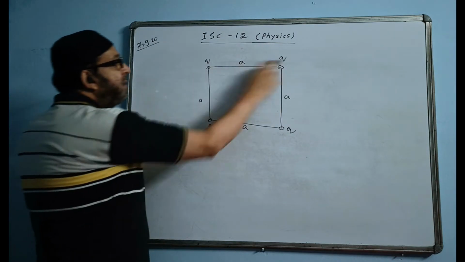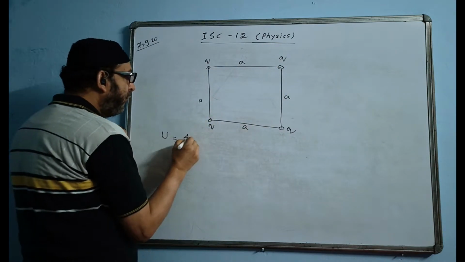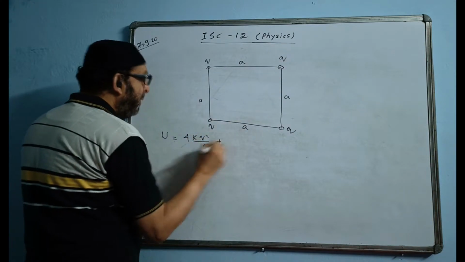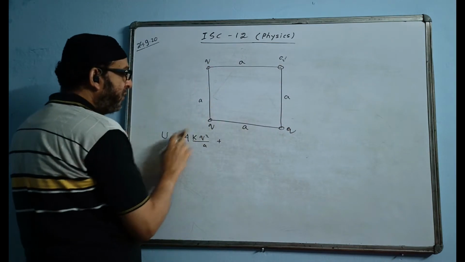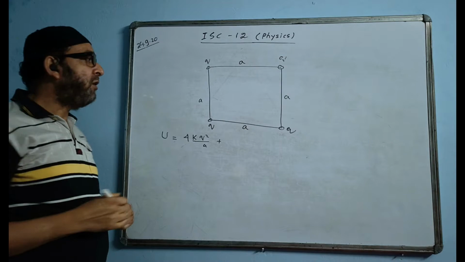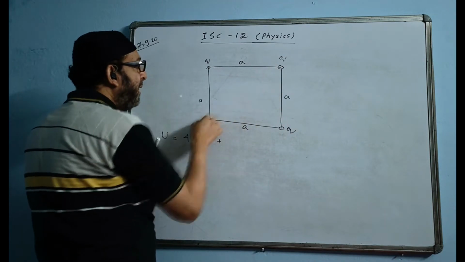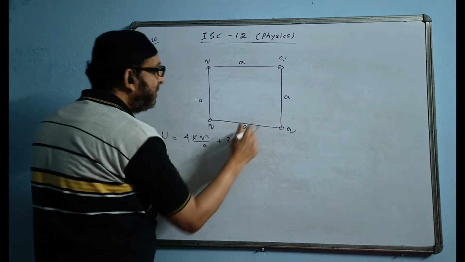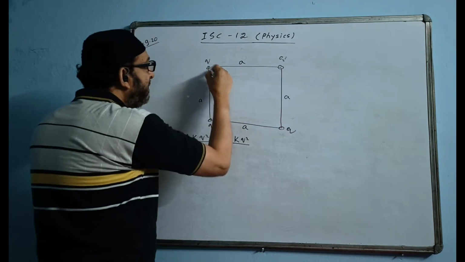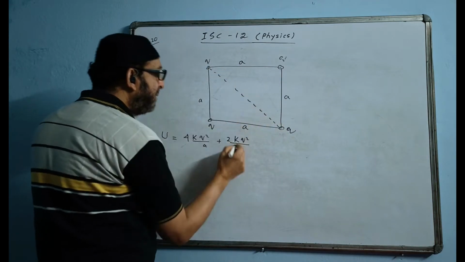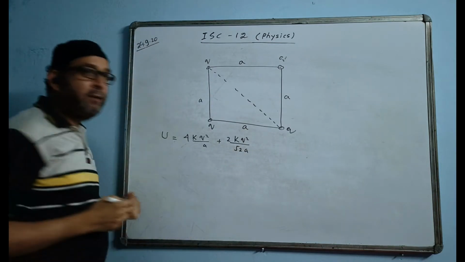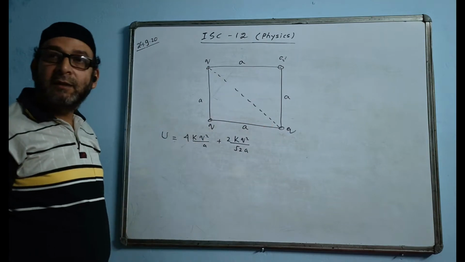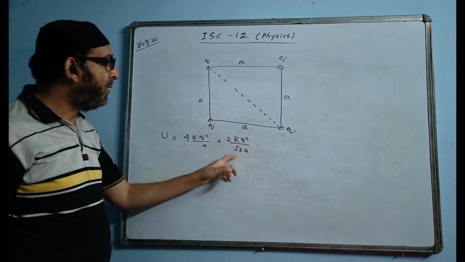All the sides' potential energy will be equal. We can directly write 4 times K, Q1 Q2, which becomes Q squared by A. That is all about the 4 sides. Now there will be 2 diagonals, and the diagonals will be equal, since the charges are the same and the distance is the same. So we write 2 times K Q squared. The diagonal distance is different. Remember, the diagonal distance is root 2 a. We cannot write directly 6 times K Q squared by A because the diagonal distance is different. So we write 2 K Q squared by root 2 a.